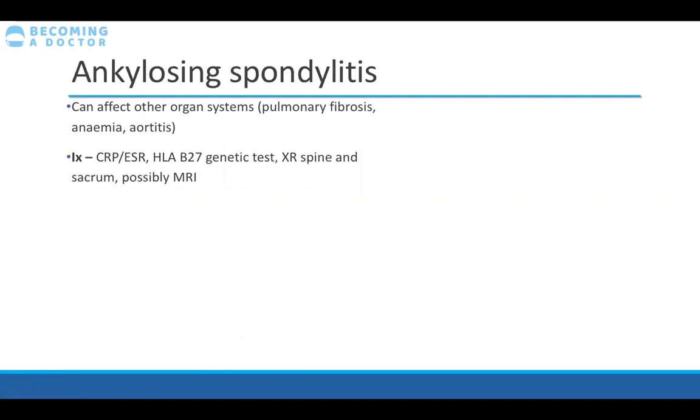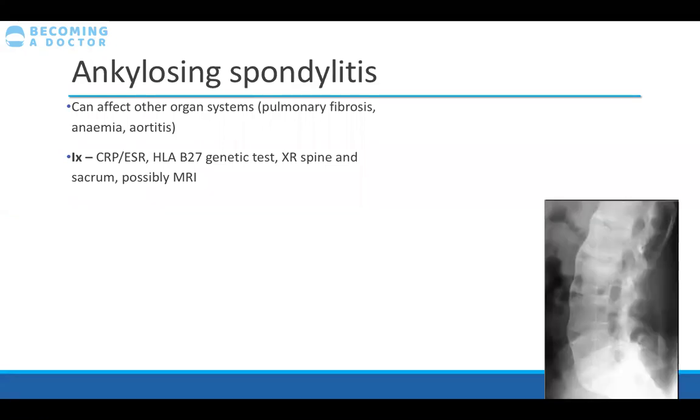Investigation: you can do your inflammatory markers, you can do a genetic test, you might want to do an x-ray of the spine or sacrum, possibly an MRI. And an MRI you would only consider if you still have suspicion and the previous tests mentioned have been negative, but you're still suspecting AS.